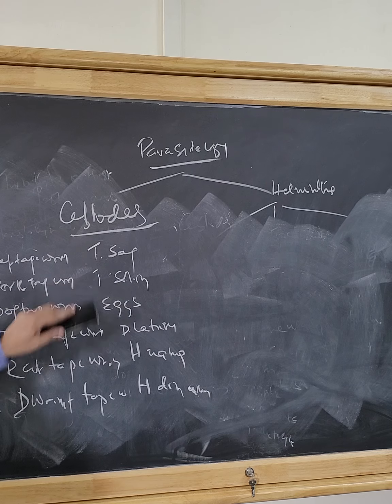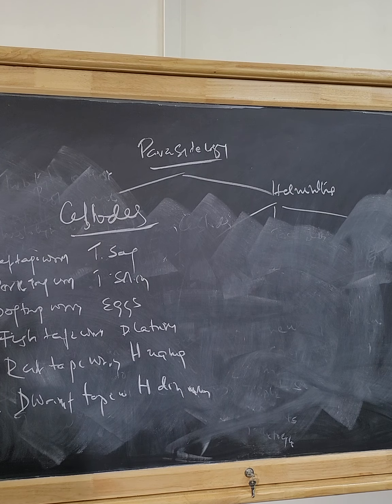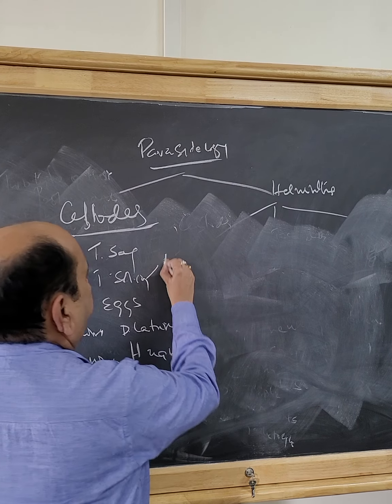So saginata and solium are acquired by pork and beef, partially cooked. And solium sometimes by auto-infection.